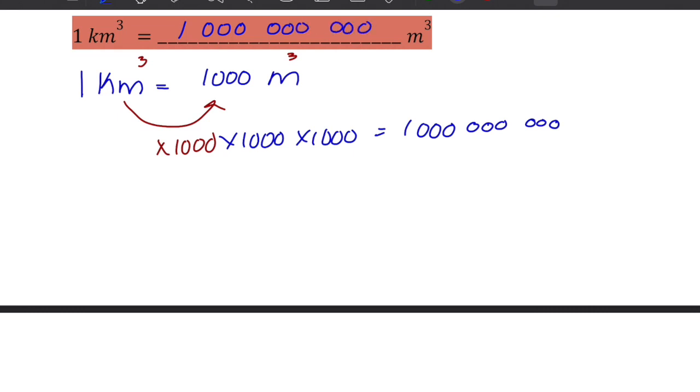Okay, see, these ones, you don't have to memorize them, and most likely you will not find them in your formula sheet. What you need to know is this, because once you know this conversion factor, you can find the conversion factor for area and the conversion factor for volume. So this is all you need.